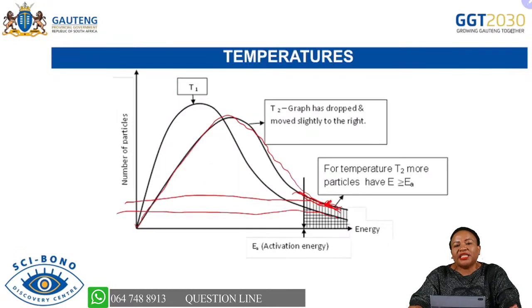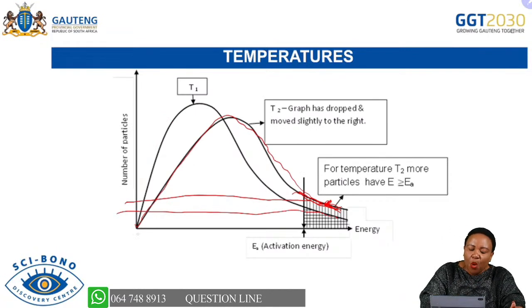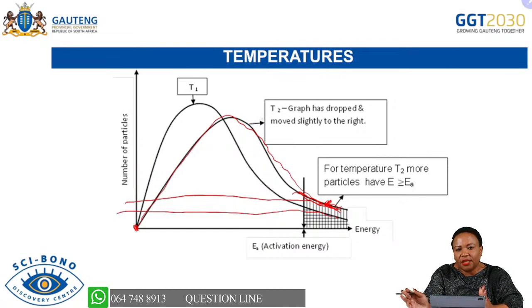This one was the graph representing the temperatures, whereby both graphs start at the same point, but as you increase the temperature, the graph will be lower and shift to the right. The particles will now have more sufficient activation energy after we have increased the temperature in that specific reaction.